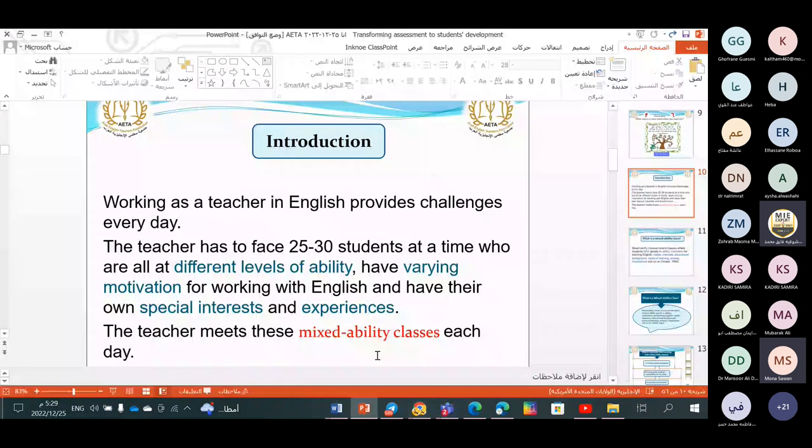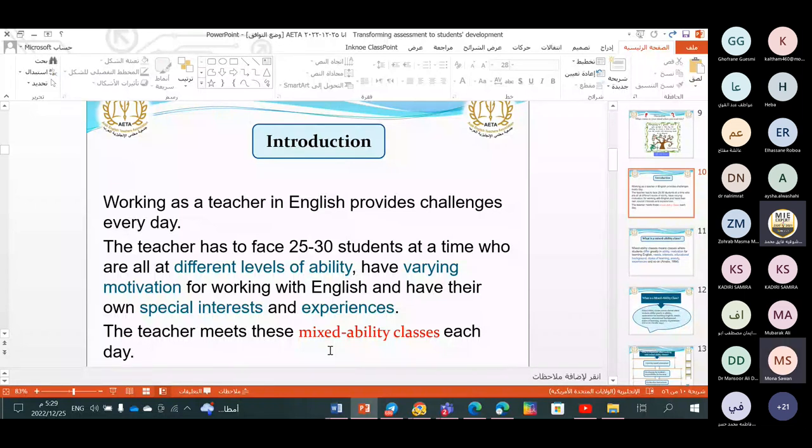Mixed ability in class means that we have students with higher achievements and lower achievements, not equal in their achievements. And this is not only according to their mental or educational ability, maybe they have problems at home, they do not focus, many reasons. That's why we have mixed ability, not only educational. Yes, of course. You mean, for example, they differ in their abilities in the academic side and also in their social side, for example, in their backgrounds, etc.